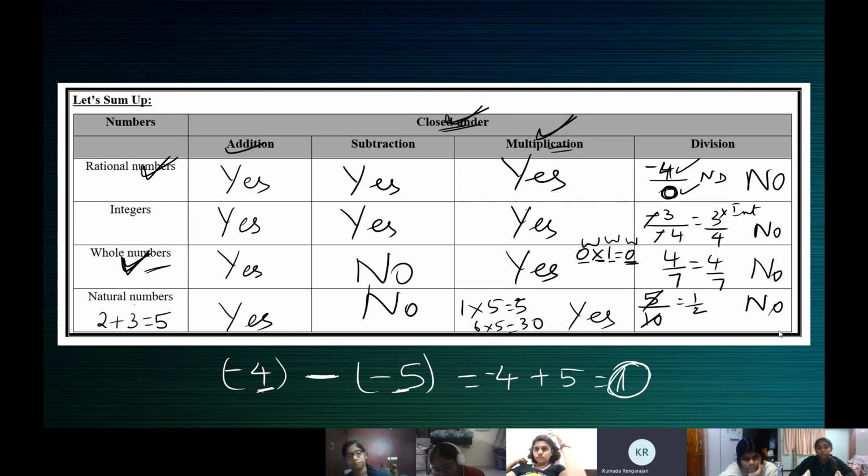At the end of this discussion, you should be clear about what we mean by the closure property. Please fill up this table. If you have not filled it, please fill it up. Just wait for a minute. Rational numbers are closed under division except for 0. If you remove 0 from the collection of rational numbers, then rational numbers are closed under division.